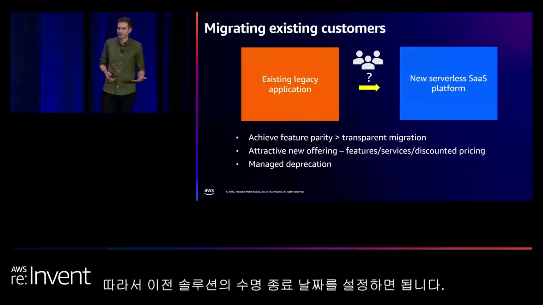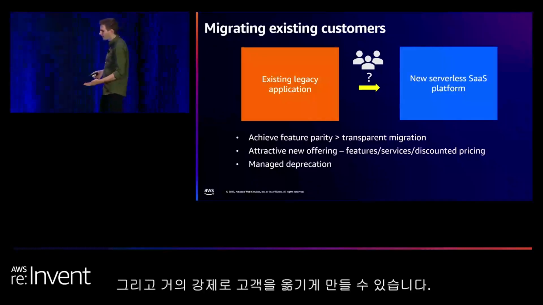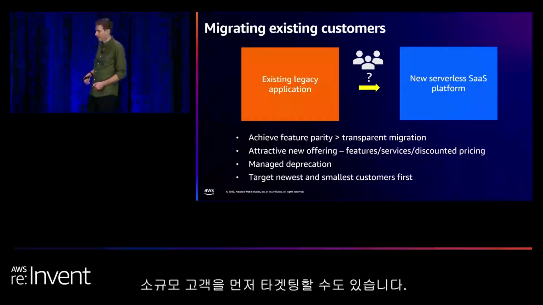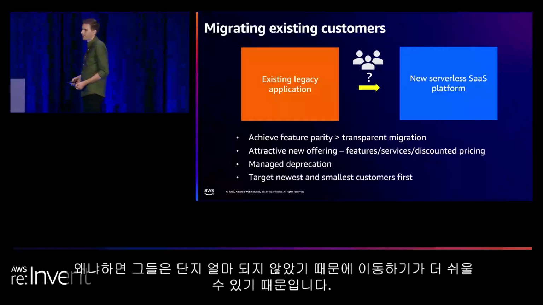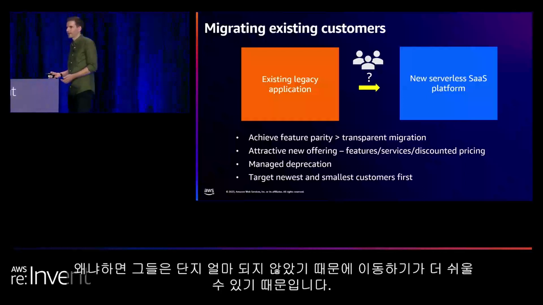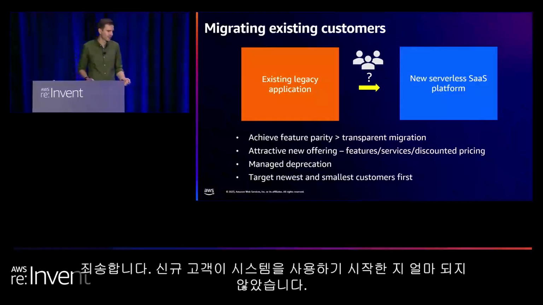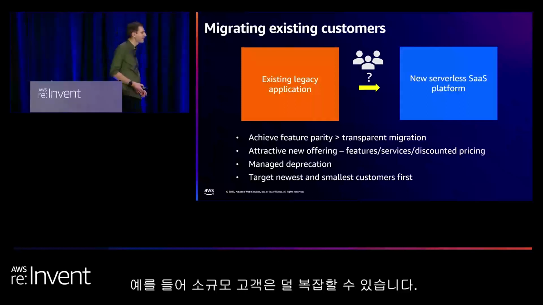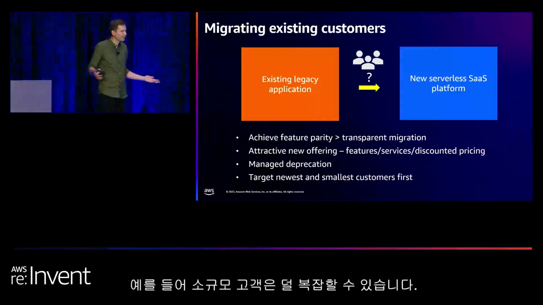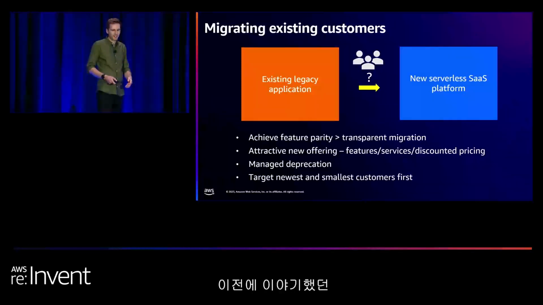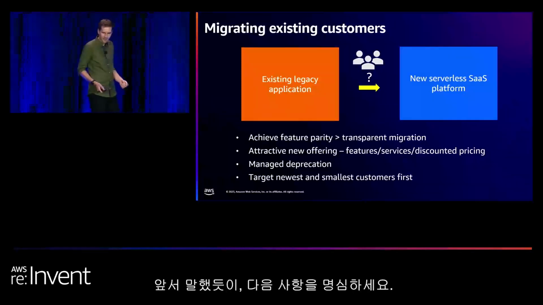Another option is to do managed deprecation, so we can just set an end-of-life date for the old solution and almost force customers to move across. We could also look to target smaller customers first because they may be easier to move. Newer customers have only just started using the system. And smaller customers may be less complex. For example, they don't have the identity provider integration we talked about before.